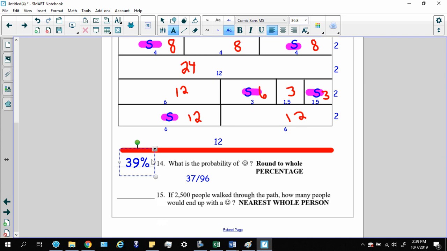So if 2,500 people walked, that would be a continuation. So that's going to be 0.39, which is 39%, times 2,500. I'm probably going to get a decimal. Oh, I didn't. Look at that. 975 people.